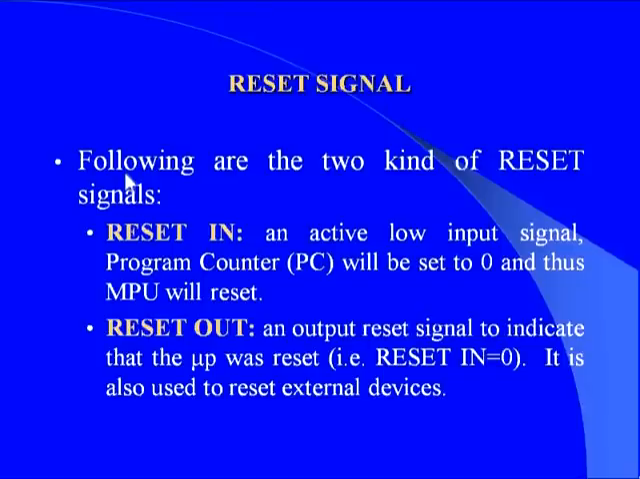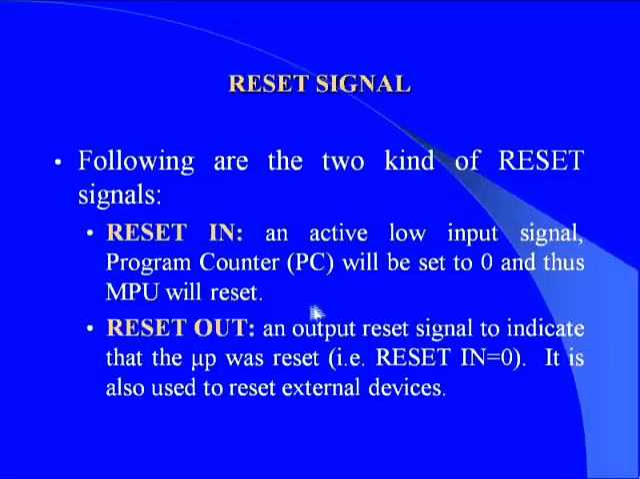Then the reset signals. Following are the two kinds of reset signals. One is called reset in, an active low input signal. Once the input given to this pin is active low, the program counter will immediately be cleared, so the execution will start from 0000. That is how monitor routines are written, with the starting address of the monitor routine being 0000. That is why the EEPROM address of 8085 must be 4 zeros, because once we press the reset key or the reset in signal is low, the execution starts from 4 zeros.